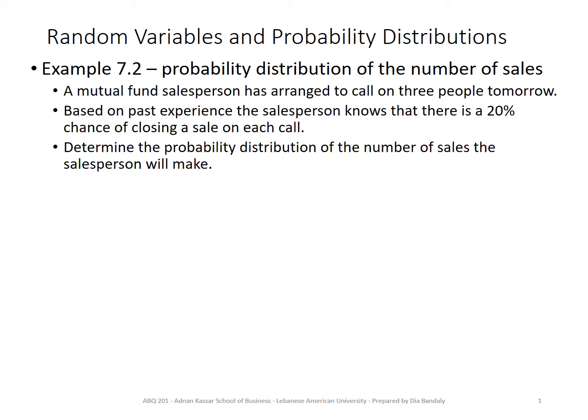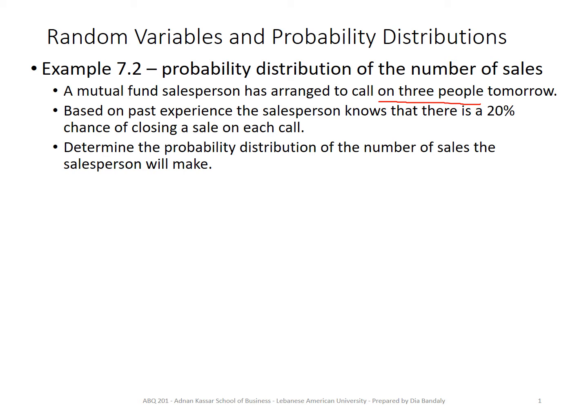We need to find the probability distribution of the number of sales that he makes once he makes 3 calls, right? Because here the question is he wants to make 3 calls. He's going to call 3 people, and he's wondering how many sales he's going to make, and that's the question. And so in fact we're trying to find a probability distribution for X, where X is defined as being the number of sales made after 3 calls.